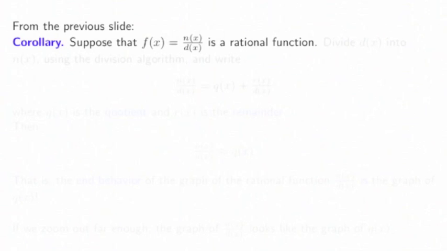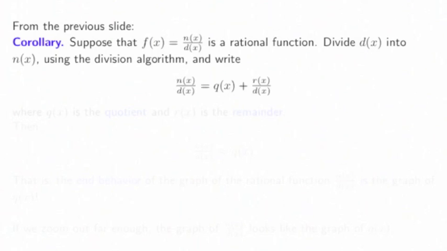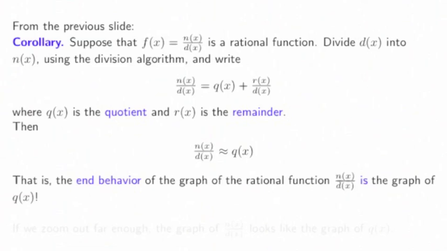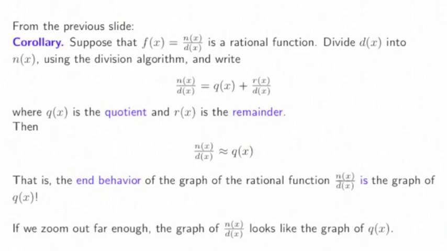If I have a rational function and I divide the divisor into the numerator and write it in this form, where q of x is the quotient and r of x is the remainder after division by d of x, then the rational function can be approximated by q of x in the large. The end behavior of the graph of the rational function is the graph of this quotient. Or, another way to say this, if we zoom out far enough, the graph of the rational function looks like the graph of this quotient polynomial.